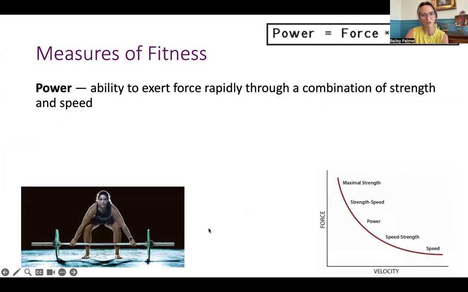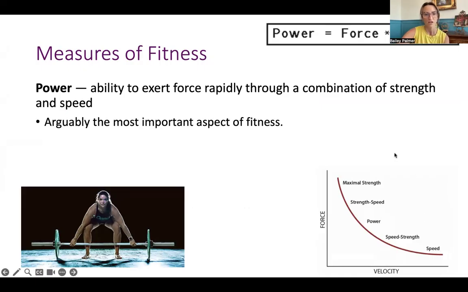And then I think our last one here is power. So power is a combination of both strength and speed, or force and velocity. And so it's the ability to produce force rapidly, but we have to have some sort of submaximal resistance and we have to move that resistance as quickly as possible.